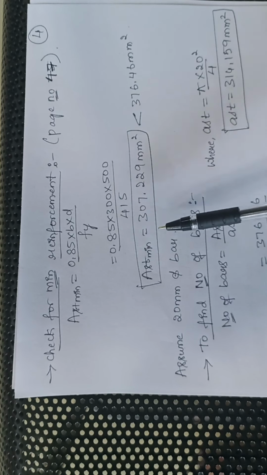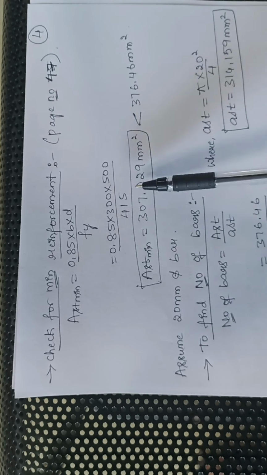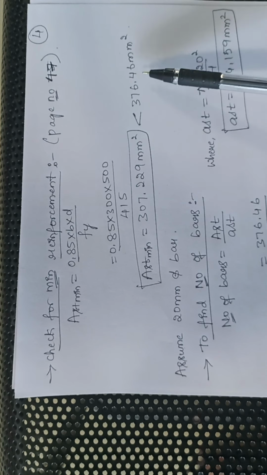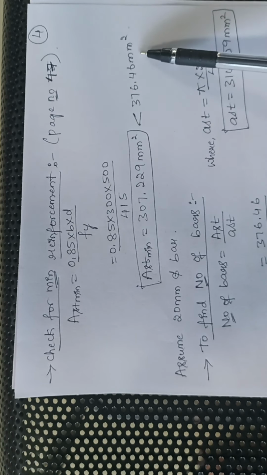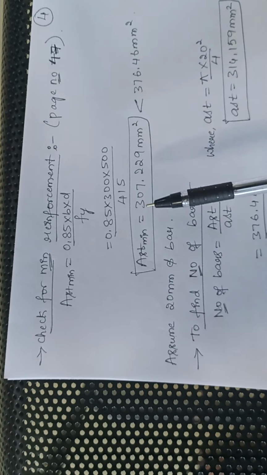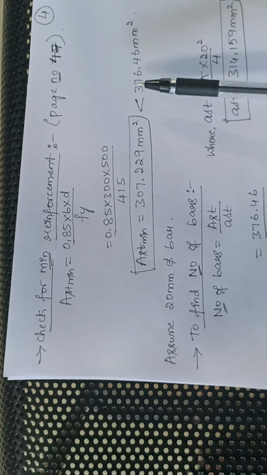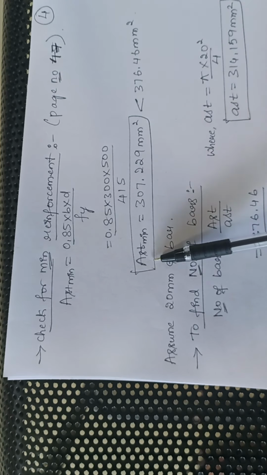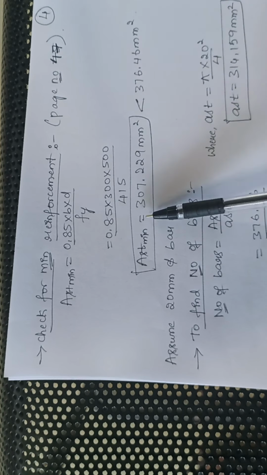On simplifying, you will get a value of 307.229, and you need to compare this value with the AST value you have got. So we got the AST value as 376.46. On comparing these two values, whatever the value of AST we got is greater than the minimum AST, hence we can adopt this value. If the AST provided is lesser than the minimum AST, then whatever the minimum AST value you get, that itself has to be considered as the provided AST.